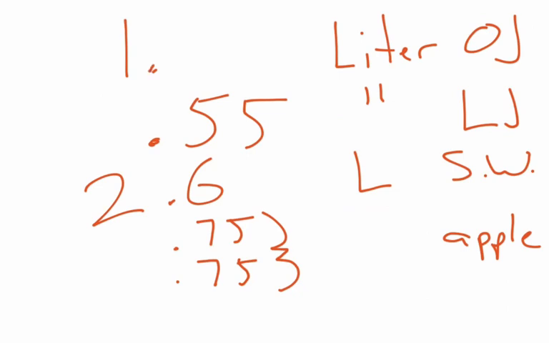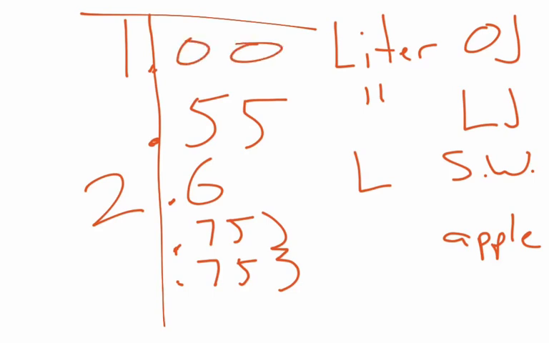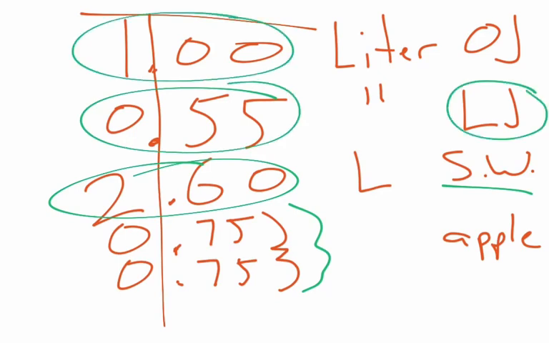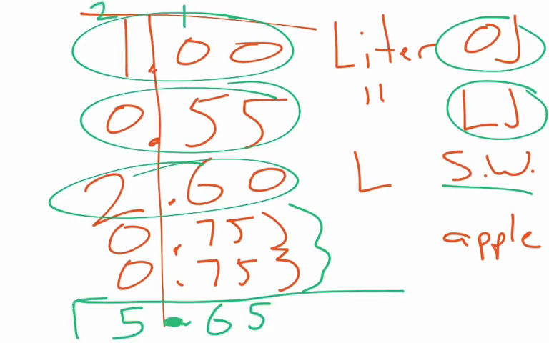Super important that you make sure you line up all the decimal points in the right space so you're lining up the numbers where they need to be. I'm going to always draw columns to go with that and place value holders to match where I don't have a number. This right here is my 0.75 liters of apple juice. I've got 2.6 liters of soda water, 0.55 liters of lemon juice, and 1 liter of OJ. So I'm going to add all that up together now. So I've added all that up. I got 5 and 65 liters of juice total.